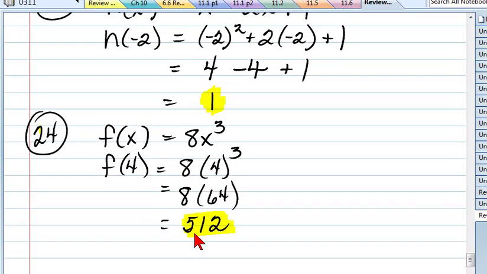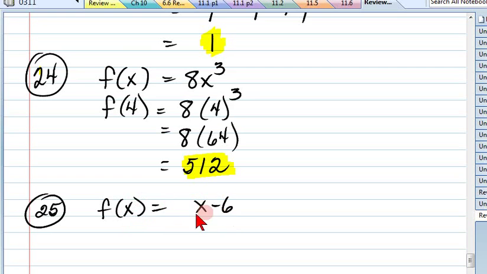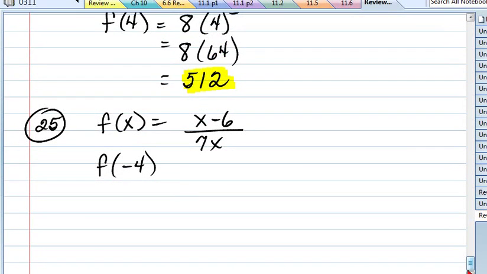And that's your answer. And I think the last one of those, I have f of x is (x minus 6) over 7x, and I want to know what f of negative 4 is. So that's going to be negative 4 minus 6 over 7 times negative 4.